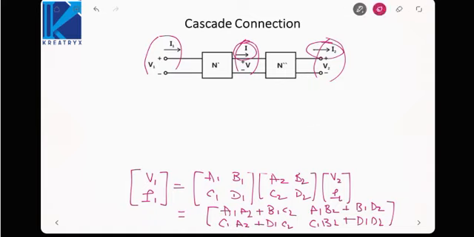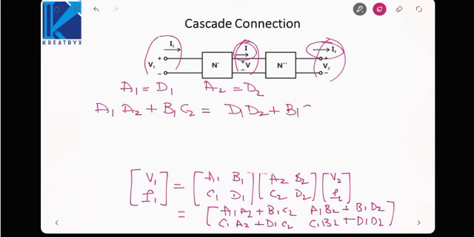If the networks are symmetrical, then A1 equals D1, A2 equals D2. Okay. That means A1 A2 plus B1 C2 is equal to D1 D2 plus B1 C2, which is still not equal to D1 D2 plus C1 B2. That is, the resultant A and D parameters of the network are not equal, or we can say A equivalent is not equal to D equivalent.